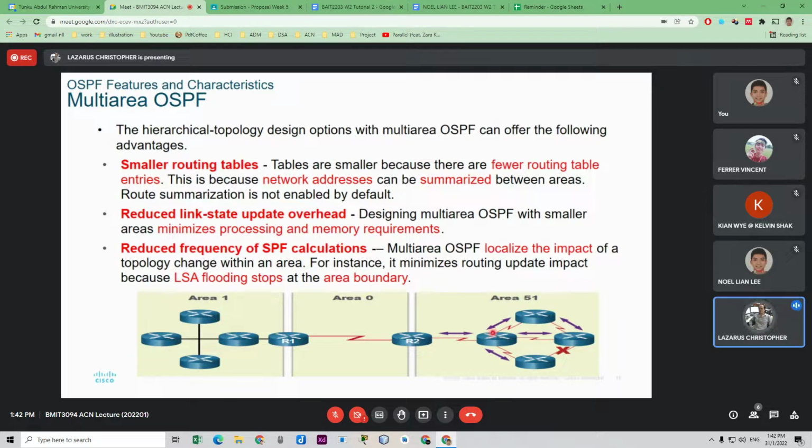So let's say something happened here to change the topology, one of the links goes down or whatever. Then only the routers in this area need to handle a topology change. Areas 0 and 1 do not need to recalculate. All right? So that's what I mean by localizing the impact.